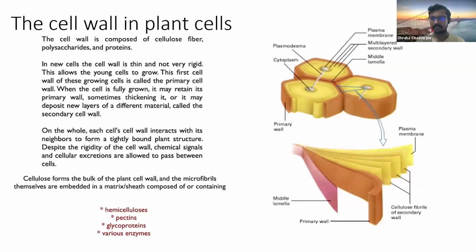and various other glycoproteins and enzymes are also there, which play an important role in the synthesis of this cell wall, as well as the remodeling of the cell wall, depending on the different status of the plant cells and plant metabolism, as well as environmental cues or signals. So the plant cells also have this cell membrane or plasma membrane.